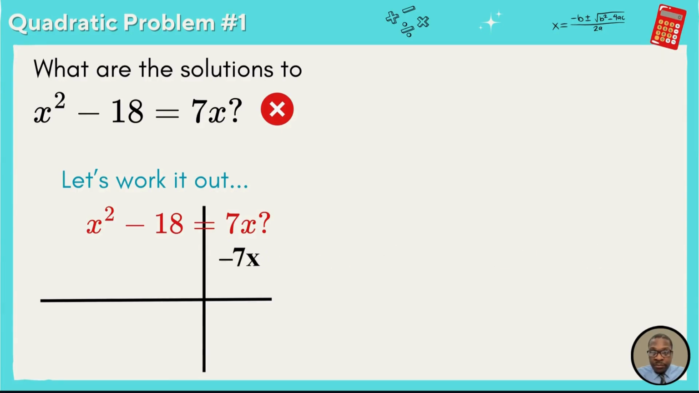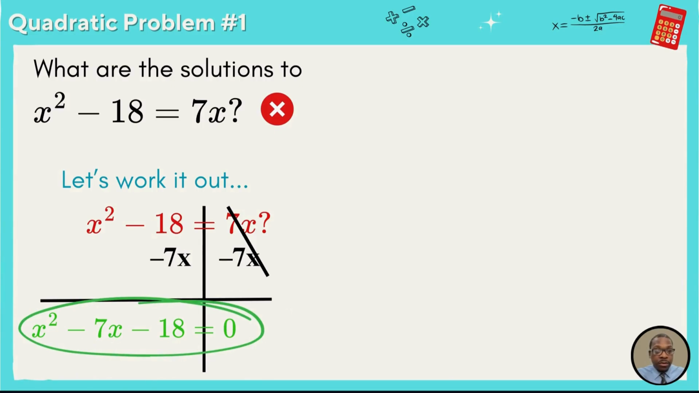So I have 7x. The opposite of 7x is negative 7x. So I put negative 7x on both sides. Well, 7x minus 7x cancels out. That side will be 0. And as long as I write down the correct thing on the other side, I'm great. I should have x squared minus 7x minus 18. Done. Now I'm good to graph it.